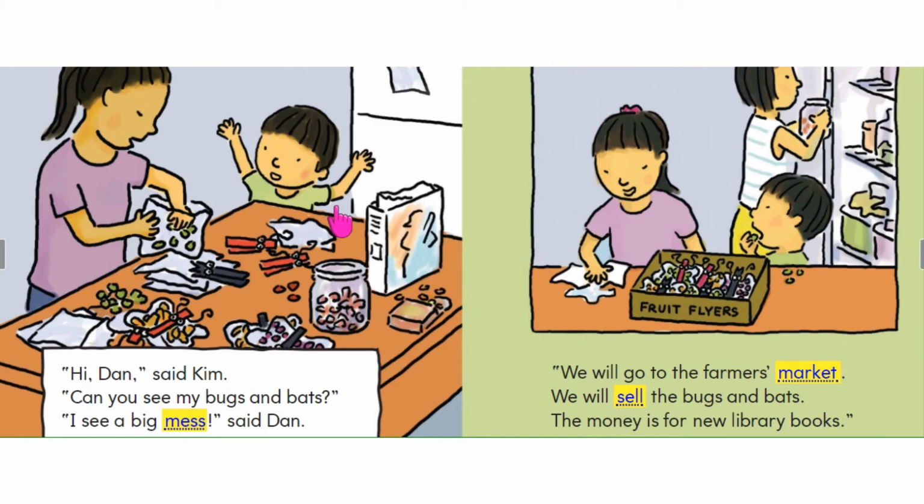Okay, boys and girls, so at the beginning of the story, we have a character. His name is Dan. Dan is talking to Kim. I think Kim is his sister, probably. Okay, and what does she have all over the table? Yes, bugs and bats. Bugs and bats. And they're going to be what at the market? Market's one of your vocabulary words as well. Selling. They're going to be selling them at the market. Good job.